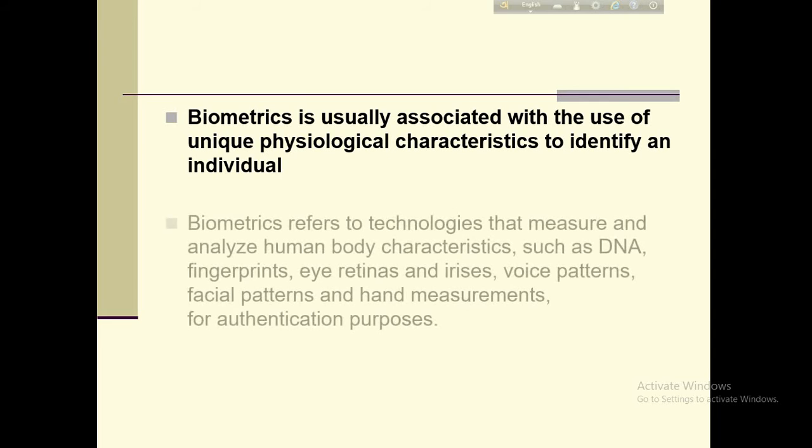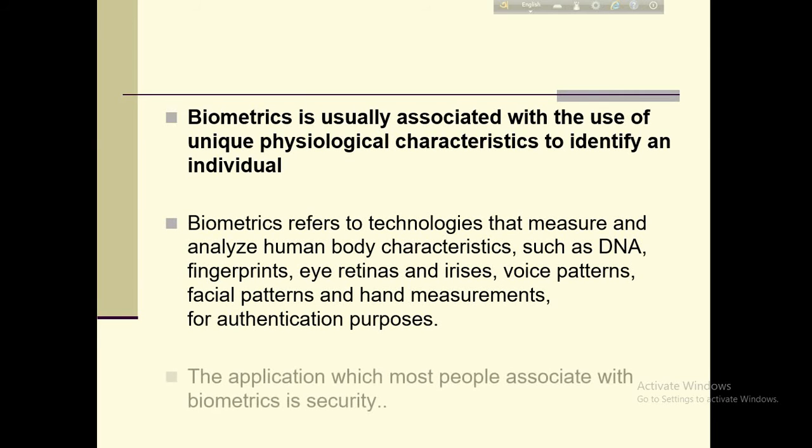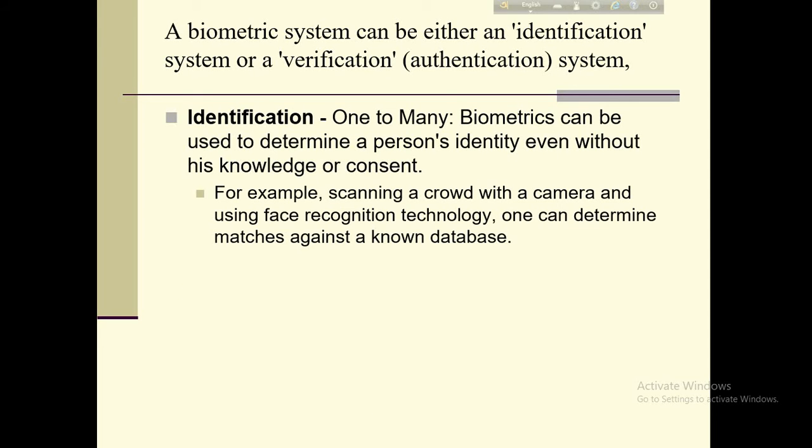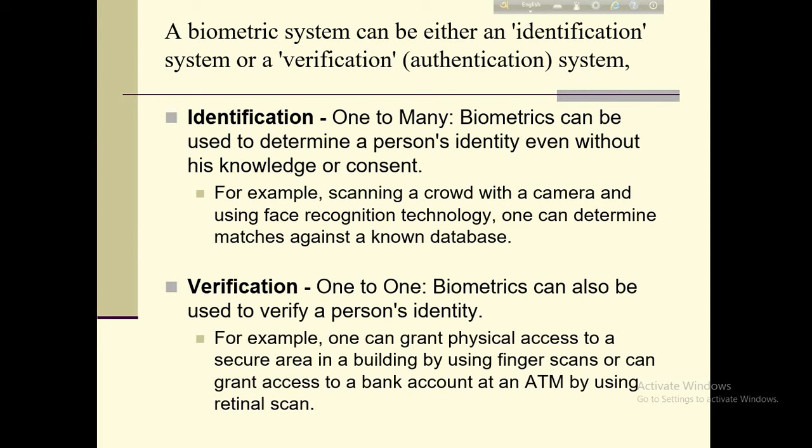So here is the official definition. Biometrics is usually associated with the use of unique physiological characteristics to identify individuals, and the main purpose is to identify and increase the security. Here we see the two purposes of biometrics: identification and verification. These are the two main purposes of using biometrics.